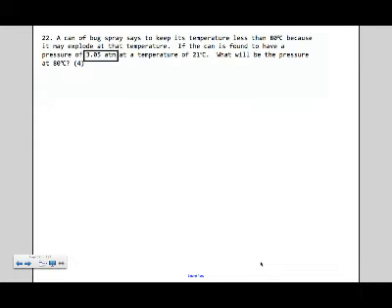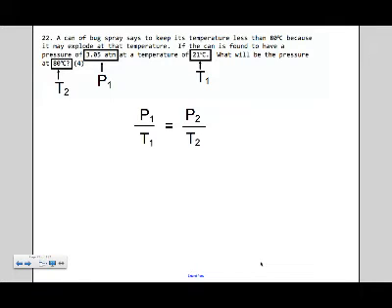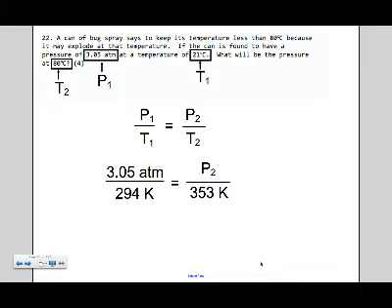22. Bug spray says keep its temperature less than 80 because it might explode. So we're trying to figure out, if we measure the pressure at 21 Celsius, which is around room temperature, and it's 3.05 atmospheres at room temperature, what would the pressure be at that 80 degree mark that might make it explode? Well, we've got a pressure and a temperature to start with, and we've got a final temperature, and we're trying to calculate the unknown, which is the P2. So we've got pressure over temperature, which is Gay-Lussac's law. And we've got a P1, a T1, and a T2, and we're trying to find the P2 there.